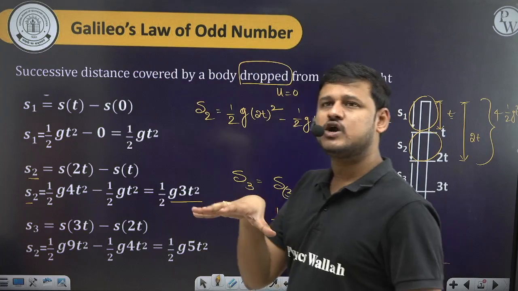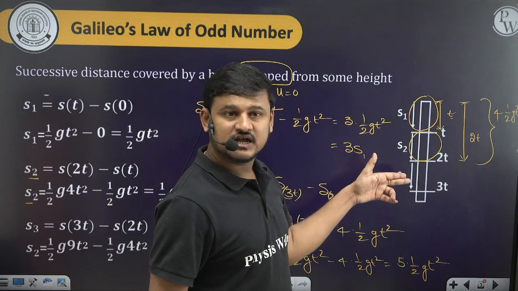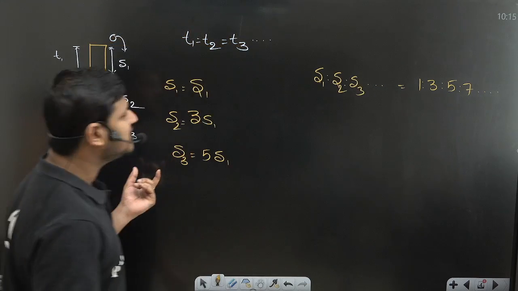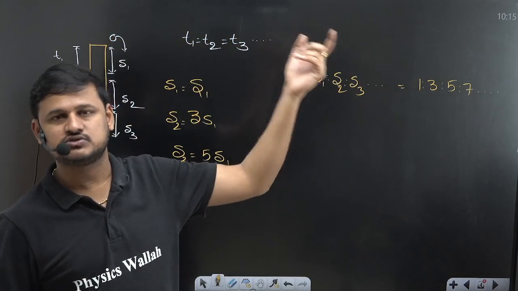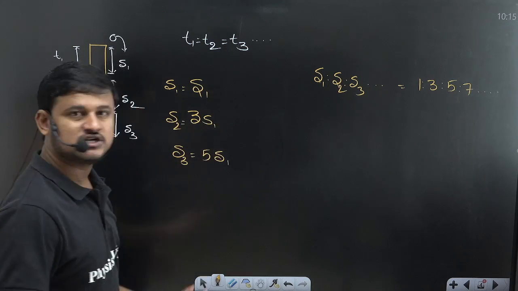So whenever a body is dropped from some height, and in regular intervals it covers some distances, then the relation between those distances will be given in the ratio of the odd numbers, 1:3:5:7:9, like that. It continues. Okay, so this is the concept you should remember.